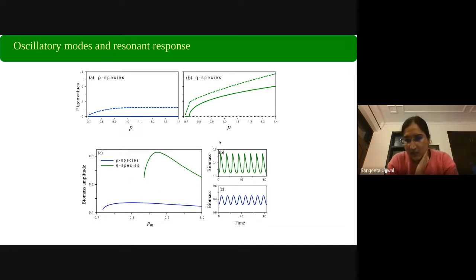And similarly, here also we can see that the amplitude variation of the species with oscillatory modes is much more, whereas the amplitude variation in the biomass of species with no oscillatory modes doesn't have that much variation.